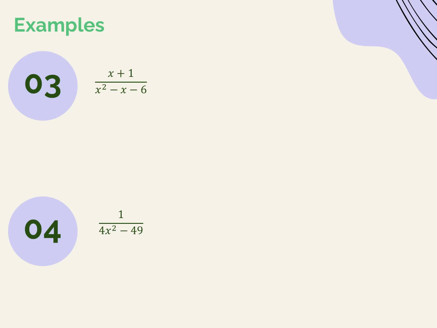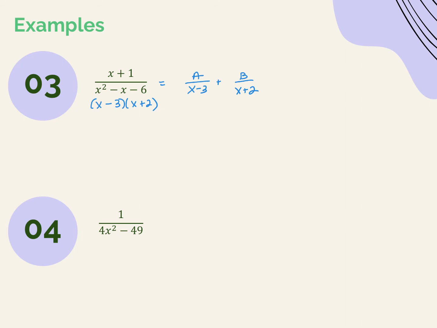Okay, let's work through some more examples. So 3x plus 1 over x squared minus x minus 6. Factor the denominator: x minus 3, x plus 2. A goes over the x minus 3. B goes over the x plus 2.